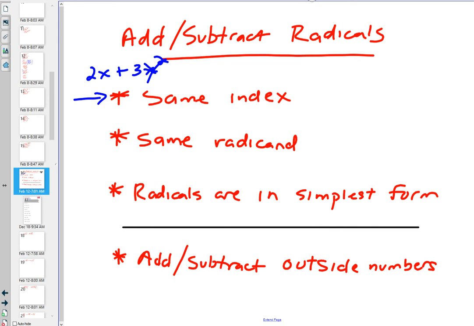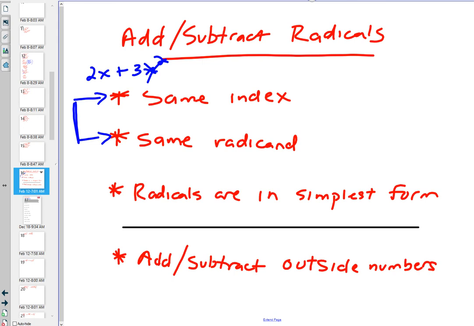If you do not have the same index, you can't add them. Now here we're going to add something new. If you do not have the same radicand, we learned what that is yesterday. What's a radicand? The stuff on the inside. Yeah, that's going to match up too. So it's almost like in order to add or subtract, they have to be like terms. Or in this case, like radicals. The radicals have to be identical.